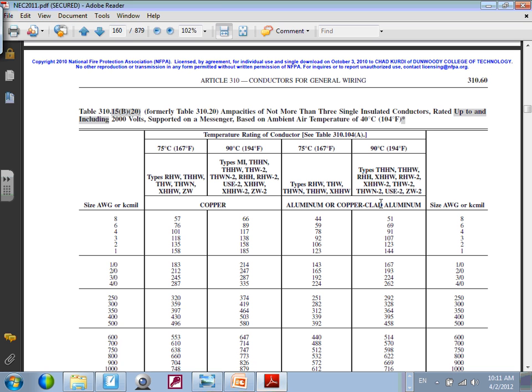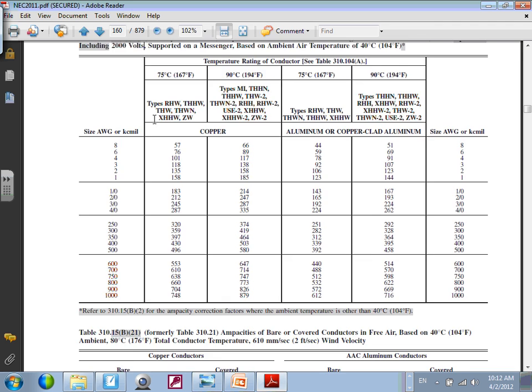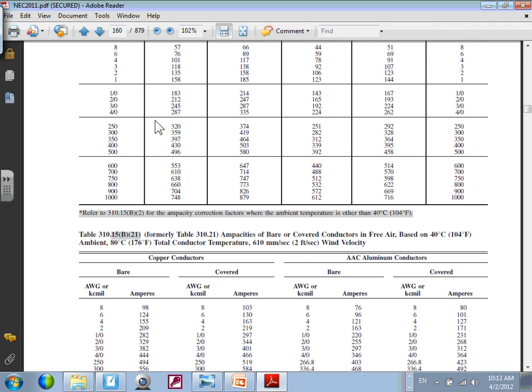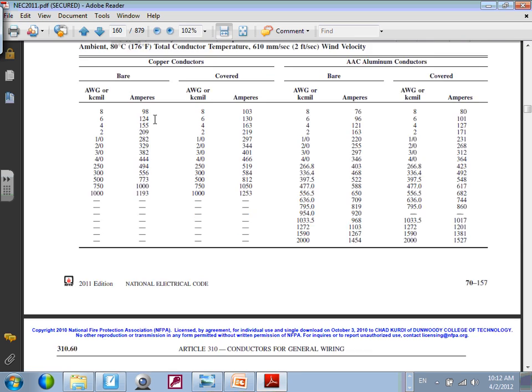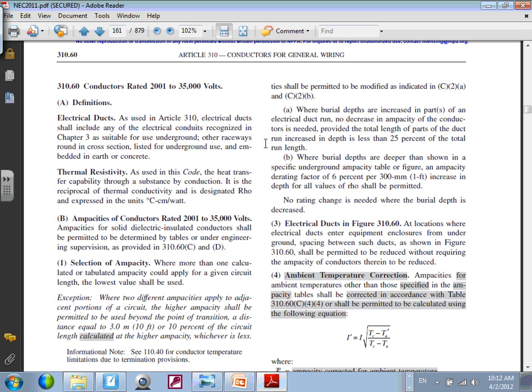And then this is 3 single conductors up to 2000 volts in a messenger. Now, if you're doing farming and you pull wire from point A to point B on the messenger, Table 310.15(B)(20) is your baby. And go all the way, guys. Okay, any question about the low voltage? That's it.